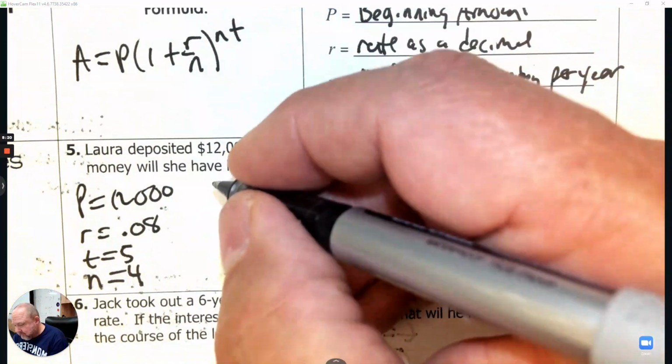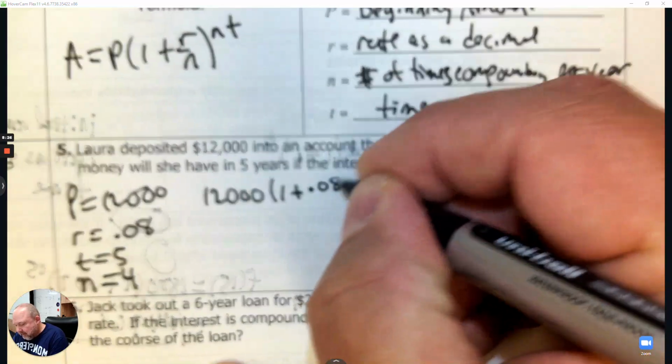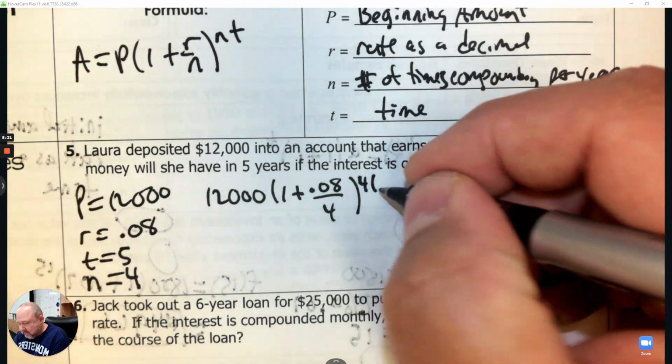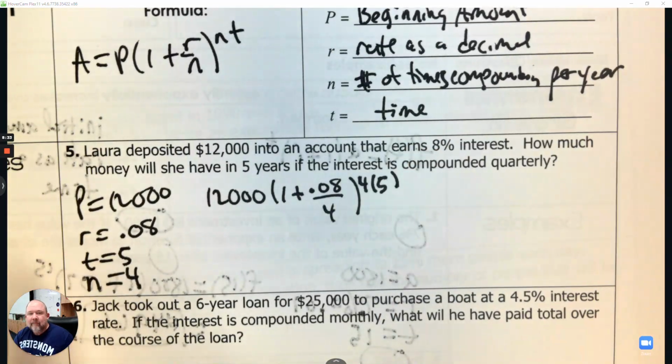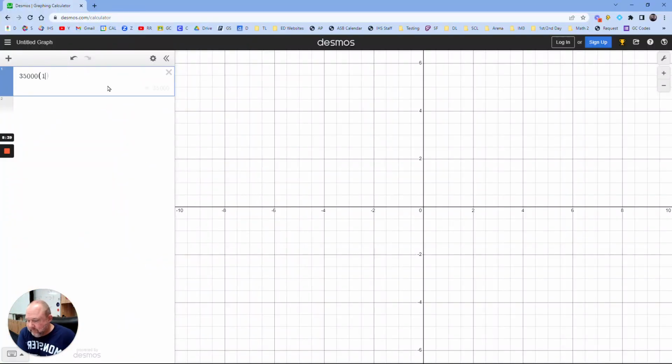And then we use that formula. So we're going to start with 12,000, 1 plus 0.08 divided by n. And then the exponent is 4, that's n times the year, which is 5. So that's what I'm going to put into Desmos. So we start with 12,000, 1 plus 0.08 divided by 4. And then the exponent, and we type in 4 times 5, or 20.